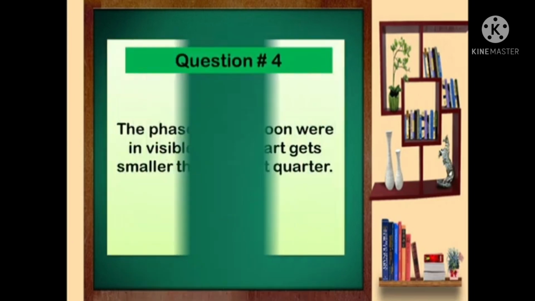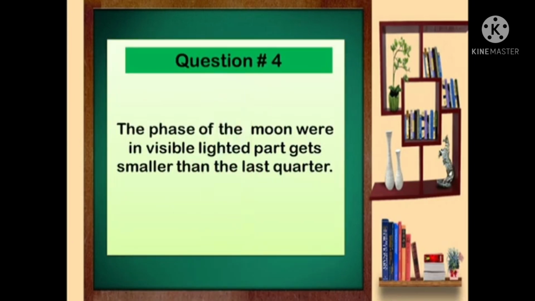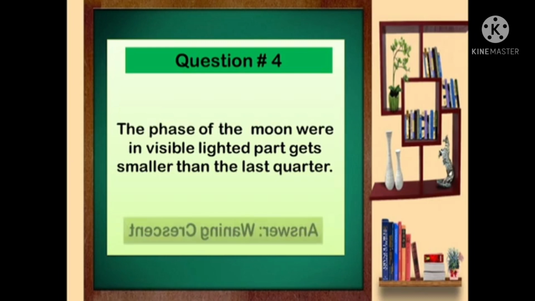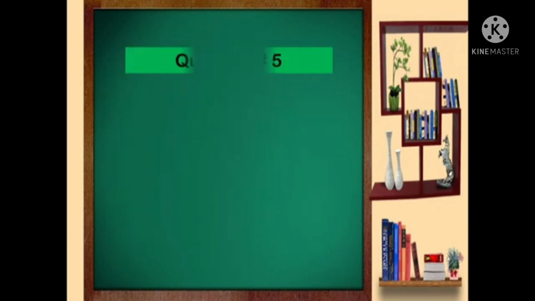Fourth question. The phase of the moon where the visible lighted part gets smaller than the last quarter. Request Jenril Hagunos to answer this question. Very good. The answer is waning crescent.